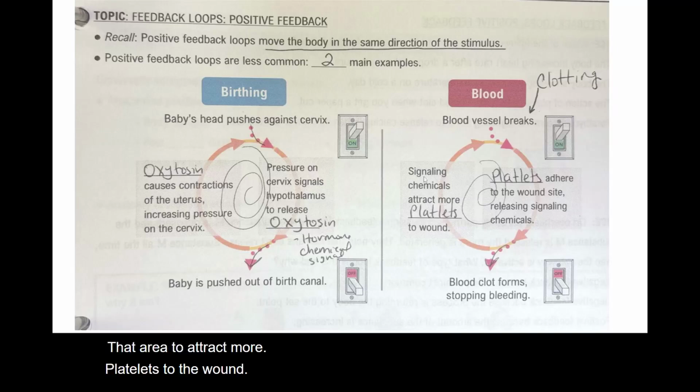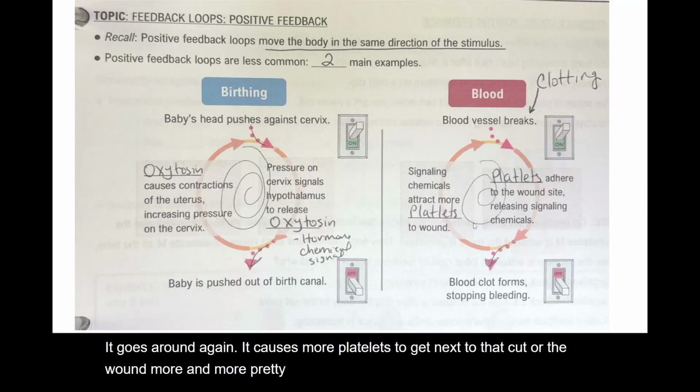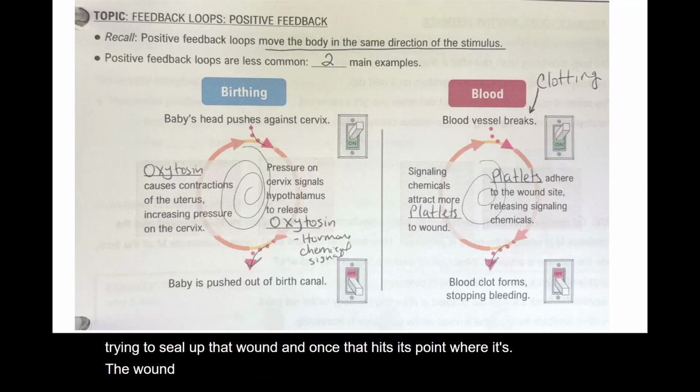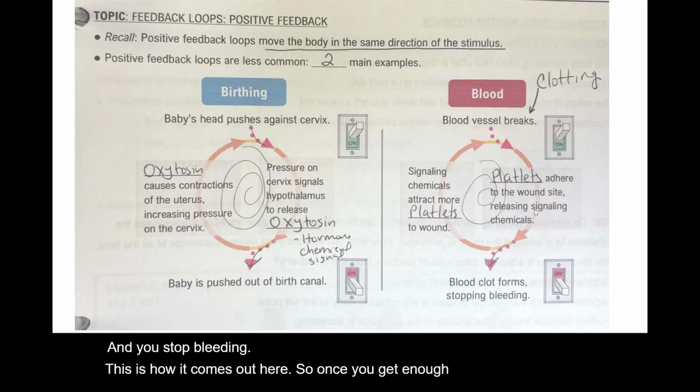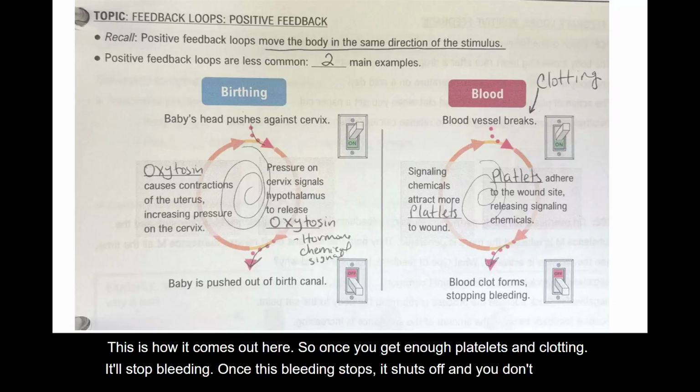Okay. It goes around again. It causes more platelets to get next to that cut or the wound. More and more. Pretty soon you've got a lot of platelets clotting that's trying to seal up that wound. And once that hits its point where the wound is closed and you stop bleeding, this is how it comes out here. So once you get enough platelets and clotting, it'll stop bleeding. Once the bleeding stops, it shuts off and you don't make any more platelets there.